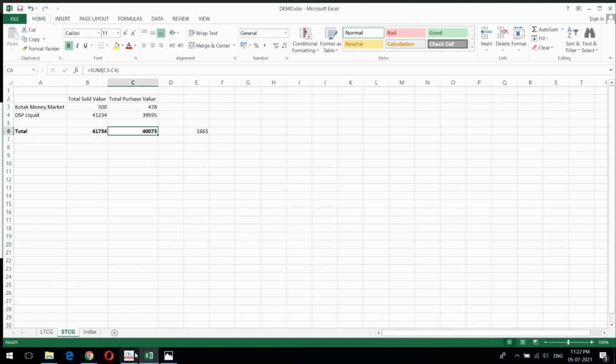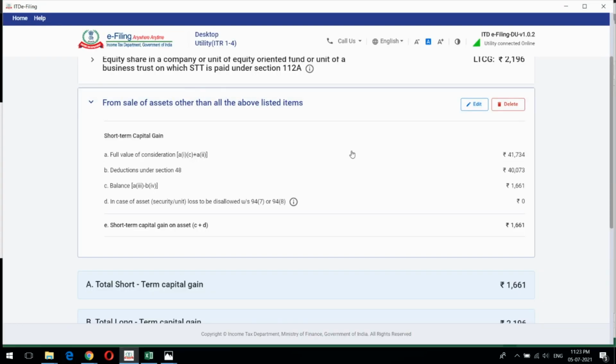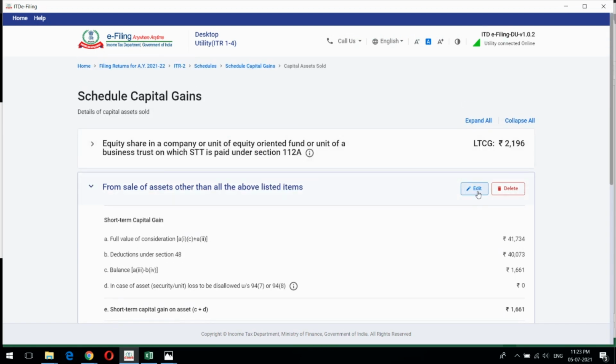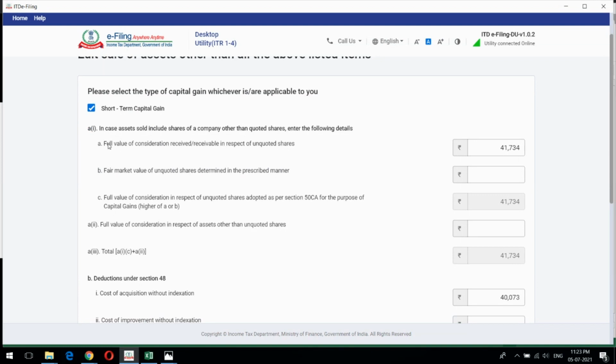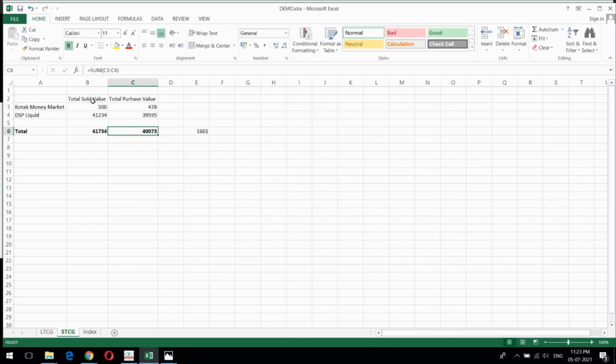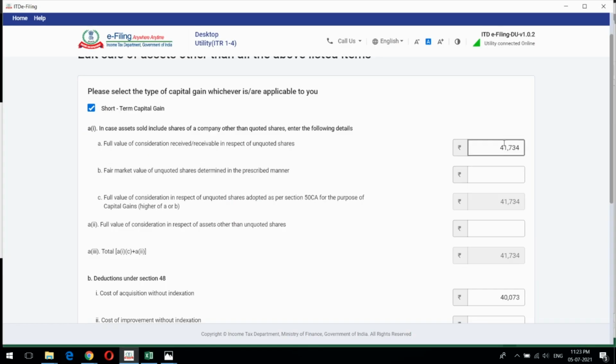Now let's come back to our ITR form. The first point is full value of consideration. That means the value when you are selling those units, what is the total value. So this is the sold value, 41,734. I have duly quoted it here.